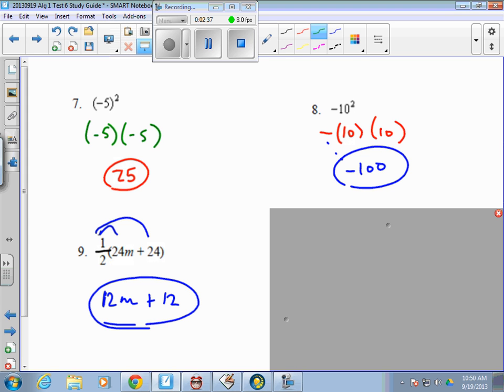Number 9 says 1/2 times 24m plus 24. It's like saying, what is 1/2 of 24m? So 1/2 of 24 is 12m, and 1/2 of 24 again is plus 12.